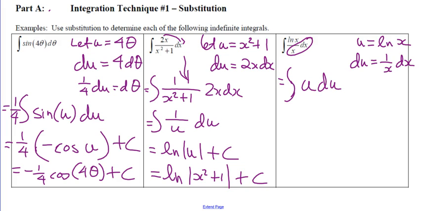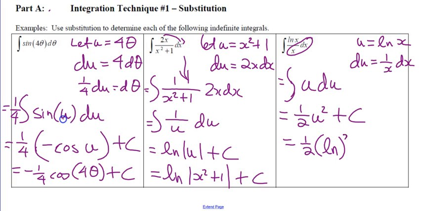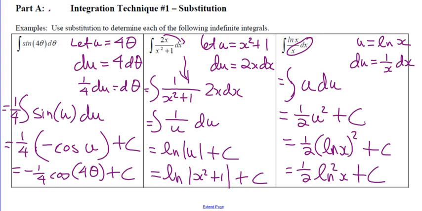So we have the integral of u du, so the integral of u is 1/2 u squared plus c. So this will be 1/2 of the ln x, squared. Oops, needs an x. Plus c. Which could be written as 1/2 ln squared x plus c. Right. Either notation is acceptable.